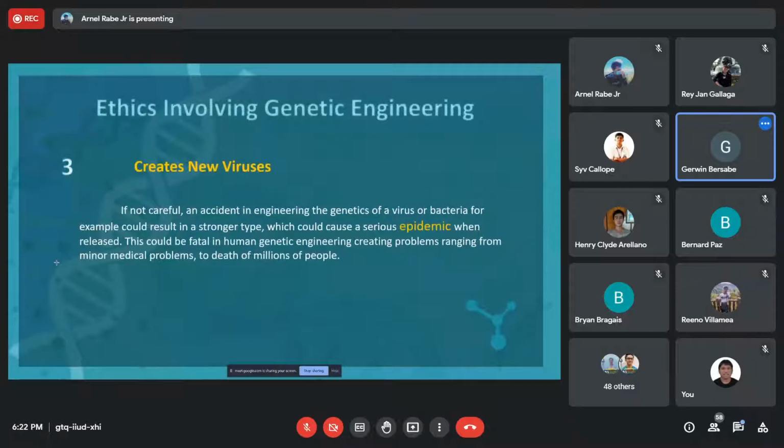Next slide. Another thing is that if we're not careful, it could create new viruses. An accident in engineering the genetics of a virus or bacteria, for example, could result in a stronger type, which could cause a serious epidemic when released. This could be fatal in human genetic engineering, creating problems ranging from minor medical problems to the death of millions of people.